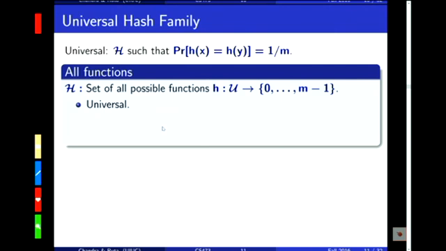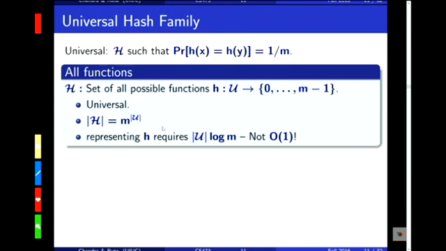What is the number of hash functions in this family? m to the size of U, right? Because every key may go to any position in 0 to m minus 1, so m possible values, so m to the size of U. Then if you want to represent any hash function, what will be the bit length of its description? It's a log of this, which is huge: size of U times log m. This quantity is very, very huge, and this is not order 1, so this is no good.